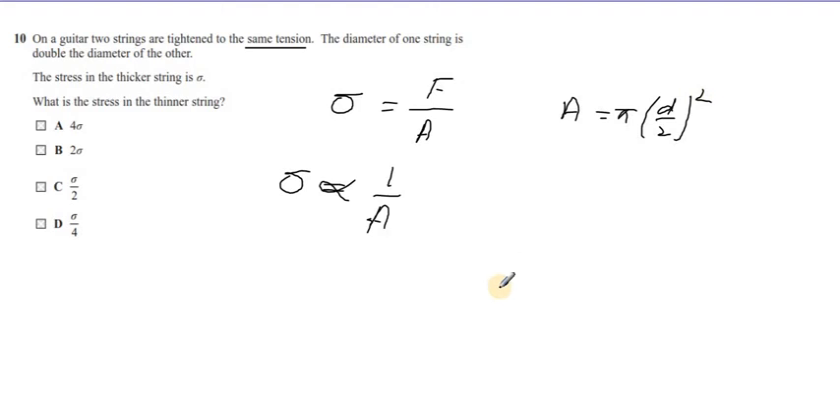whole square. So if you see, if you double the diameter of your thinner wire, that means area would be 4 times. So in fact, your area would be equal to 1 upon 4. That means sigma would be 4 times. If this 4 goes up, it will multiply with the sigma. So the option is 4 sigma.